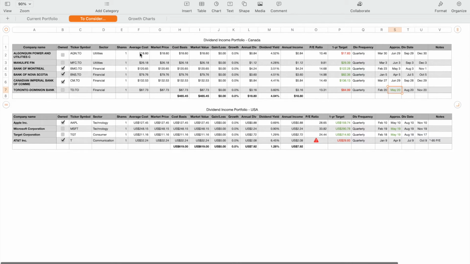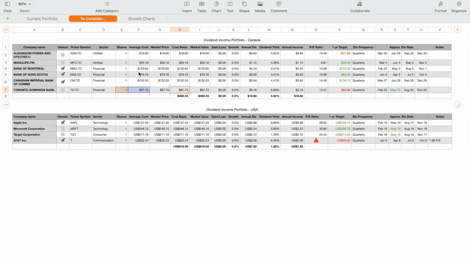I'm sure you can go through all these different columns by yourself. They're pretty self-explanatory. It's all programmed. Once you enter the ticker symbol, all these autofill, like the company name, the market price, the cost basis. And the gain and loss and the growth are automatically calculated based on the average cost. But like I said, I don't really care about this too much on the to consider page, so I just leave it at that.